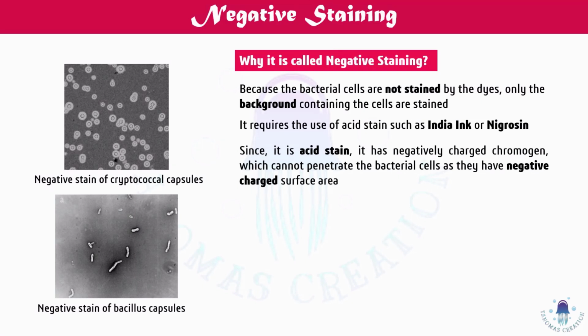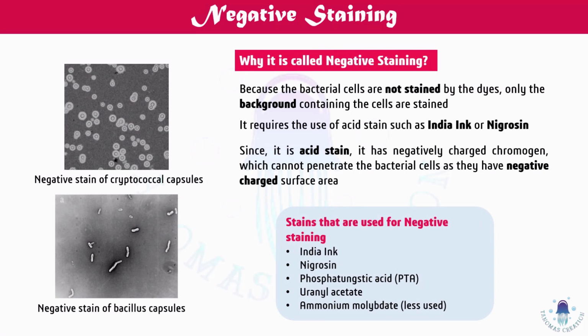Because the bacterial cells also have a negative charge on their surface, that is why it is called the negative staining procedure. The stains that are generally used for negative staining are India ink and nigrosin. Nigrosin is the most commonly used stain in negative staining, and 10% nigrosin is used in this staining.